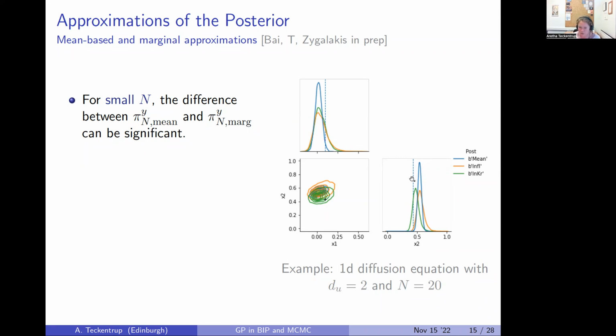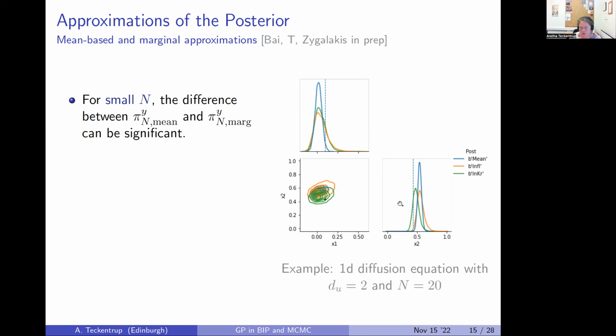I've given you an example here. This is again a PDE example in one spatial dimension, where we're inferring two parameters in the diffusion coefficient, and we have conditioned on 20 points. We have 20 training points for our surrogate model.